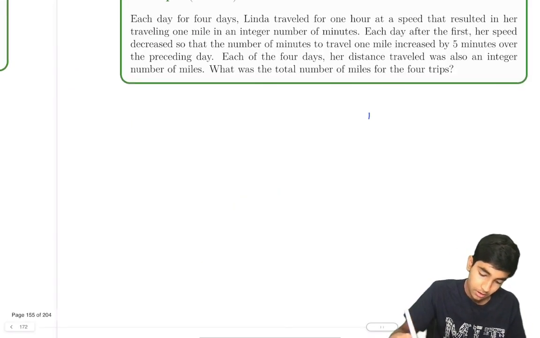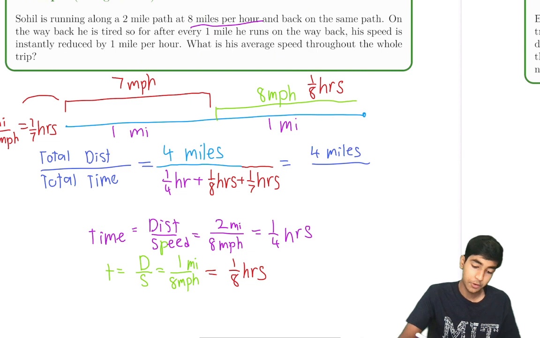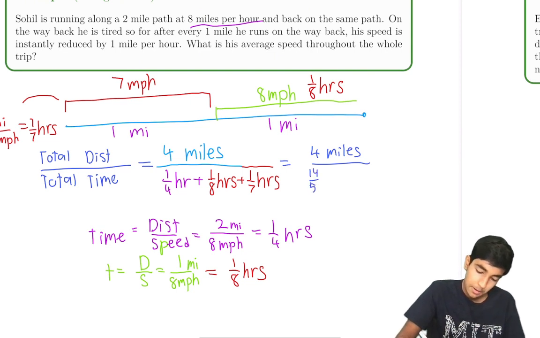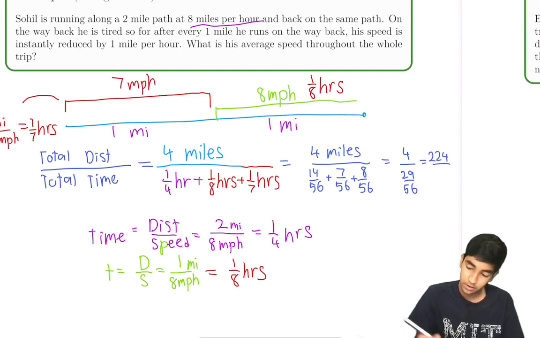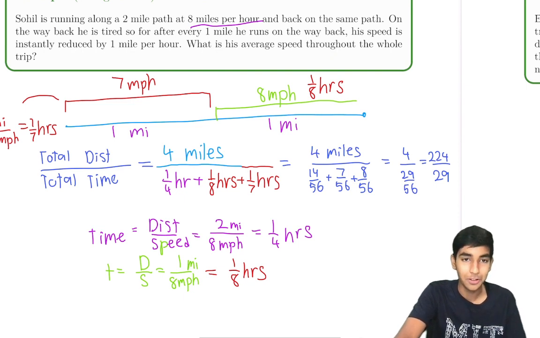The common denominator is 56, right? For the bottom. So 14 over 56 plus 7 over 56 plus 8 over 56. That's 4 over 29 by 56, which is 224 over 29. Right? Because we just flip the fraction when we're dividing. So yeah, the average speed over the entire journey is just going to be equal to 224 over 29.